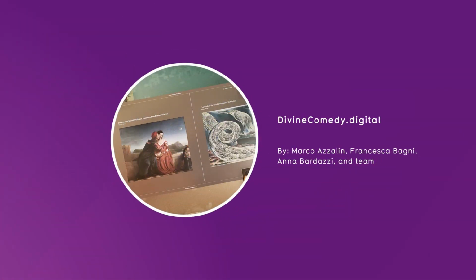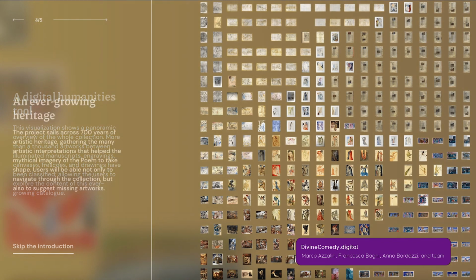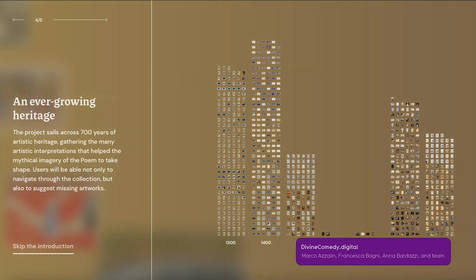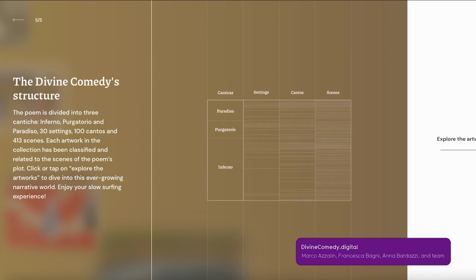DivineComedy.digital by Marco Azzalin, Francesca Bagni, Anna Bardazzi, and team. 700 years after Dante Alighieri's death, this digital humanities project celebrates with a slow surfing site the influence the Comedy has had over the world's artistic heritage, inspiring millions of people in Italy and around the world. This collection consists of digitized versions of artworks related to Dante's narrative world.